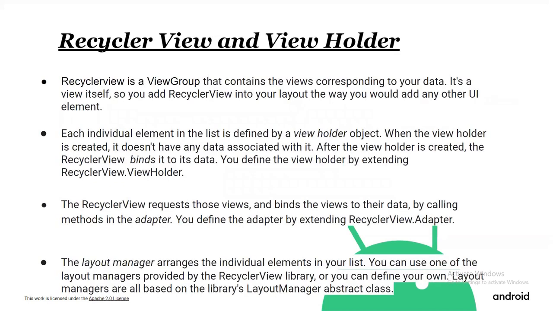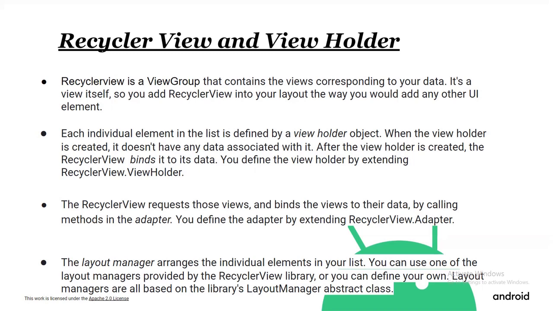Now coming to the most important part, that is RecyclerView and ViewHolder. A RecyclerView is a view group that contains the views corresponding to your data. It's a view itself, so you add RecyclerView into your layout the way you would add any other UI element. Each individual element in the list is defined by a ViewHolder object. When the ViewHolder is created, it doesn't have any data associated with it. After the ViewHolder is created, the RecyclerView binds it to its data.